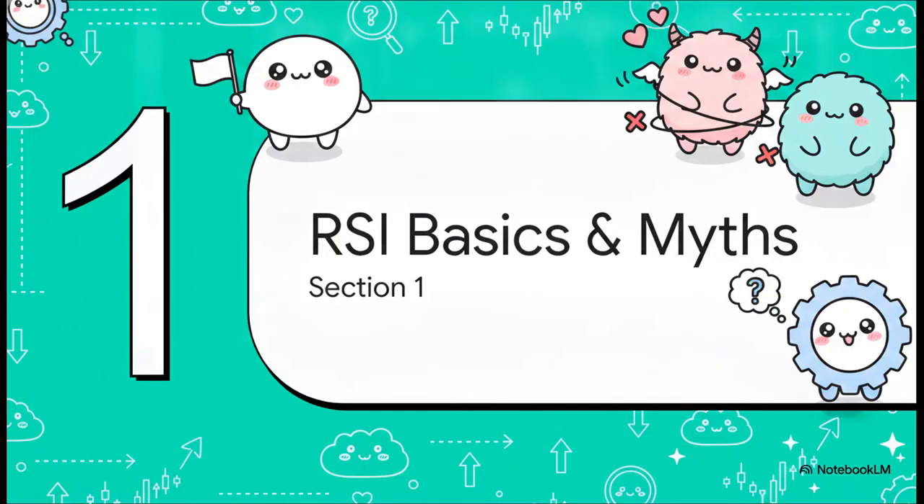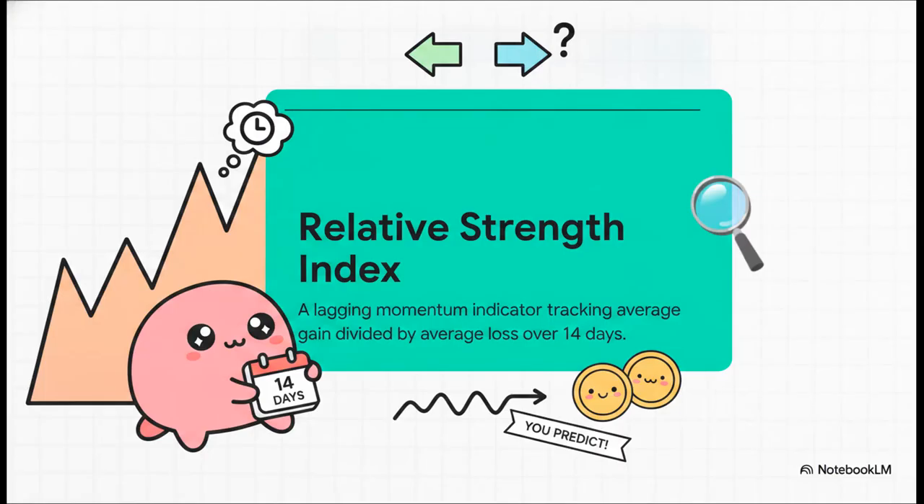Starting off with Section 1, RSI Basics and Myths. Let's get a really solid foundation set here. Okay, so RSI, it stands for Relative Strength Index. And the absolute key word you need to remember here is that it's a lagging momentum indicator. What it does is calculate the average gain divided by the average loss. And usually it does this over a default 14-day period. Because it's lagging, it's taking past data to show you the current strength of a trend.